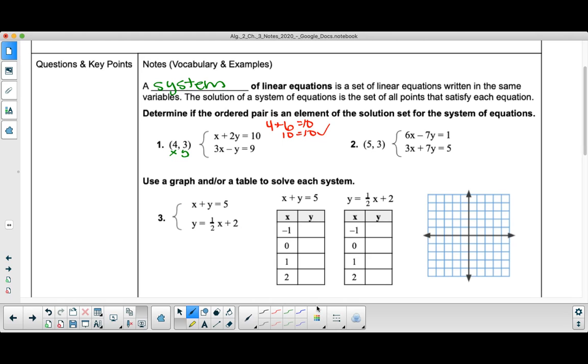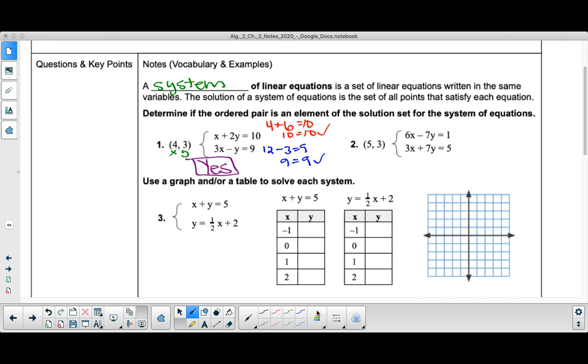Then we're going to try the next equation. So x is 4, so we do 3 times 4, which is 12, minus y, which is 3, equals 9. 12 minus 3 is 9. All right, does 9 equal 9? Yes, that is true. So what we can say then is, yes, (4, 3) is a solution to that system of equations.